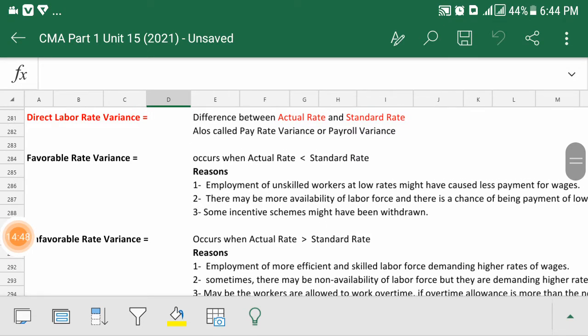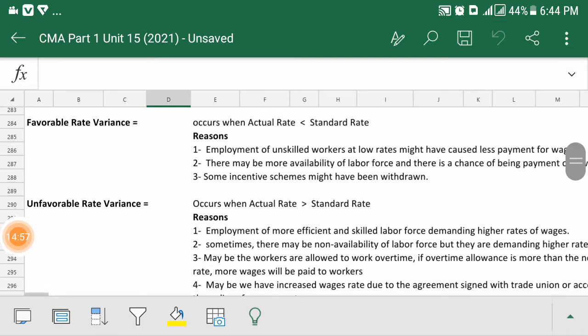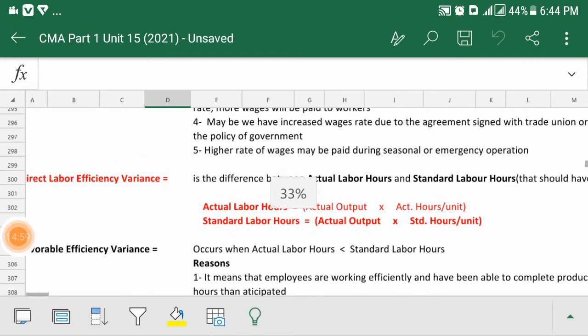It will be favorable when the actual rate is less than the standard, and it will be unfavorable when the actual rate is greater than the standard. And there are reasons for this, which I have already explained.